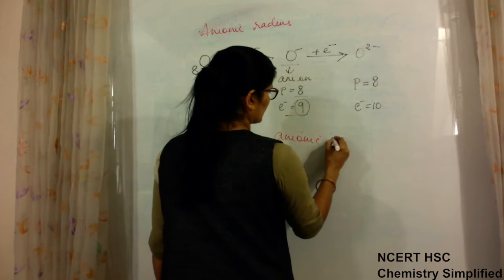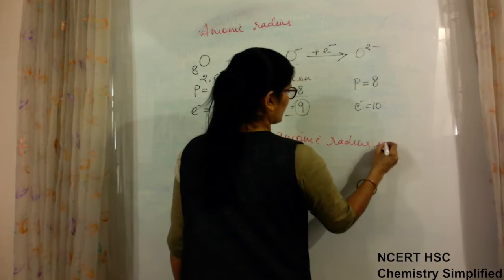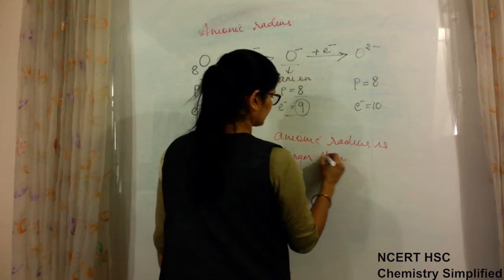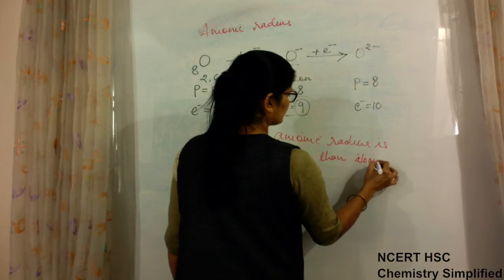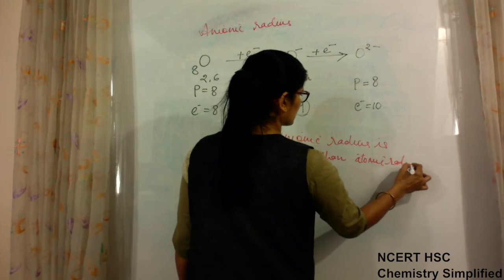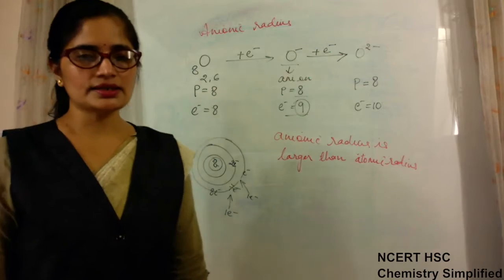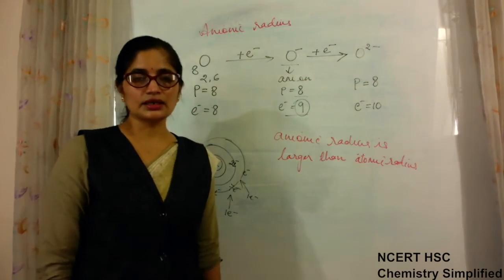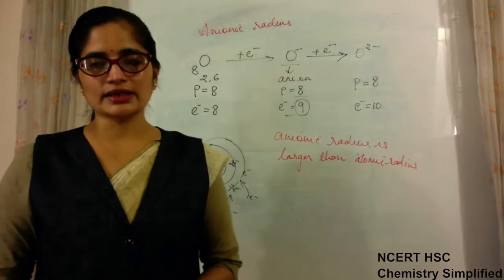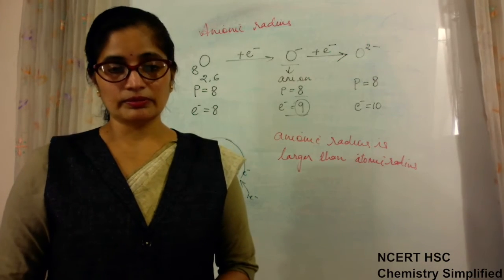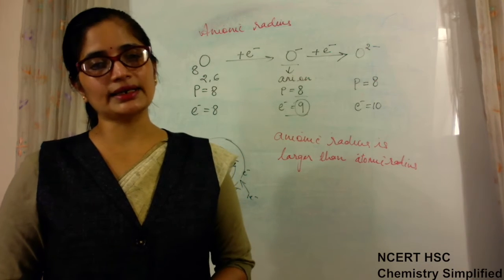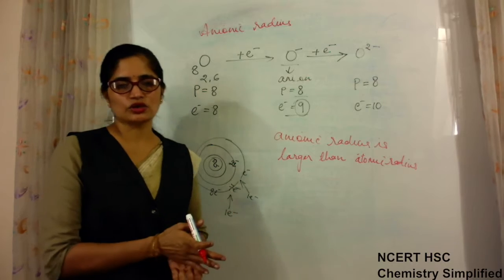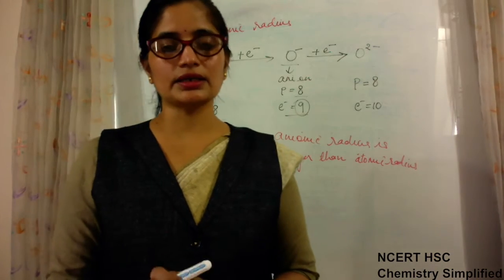anionic radius is larger than atomic radius. Clear? Anionic radius is larger than atomic radius. The reason, you will give only in terms of attraction. I am repeating this again and again because many times students answer that because the shell is not there, size automatically reduces. This is not the correct reasoning.